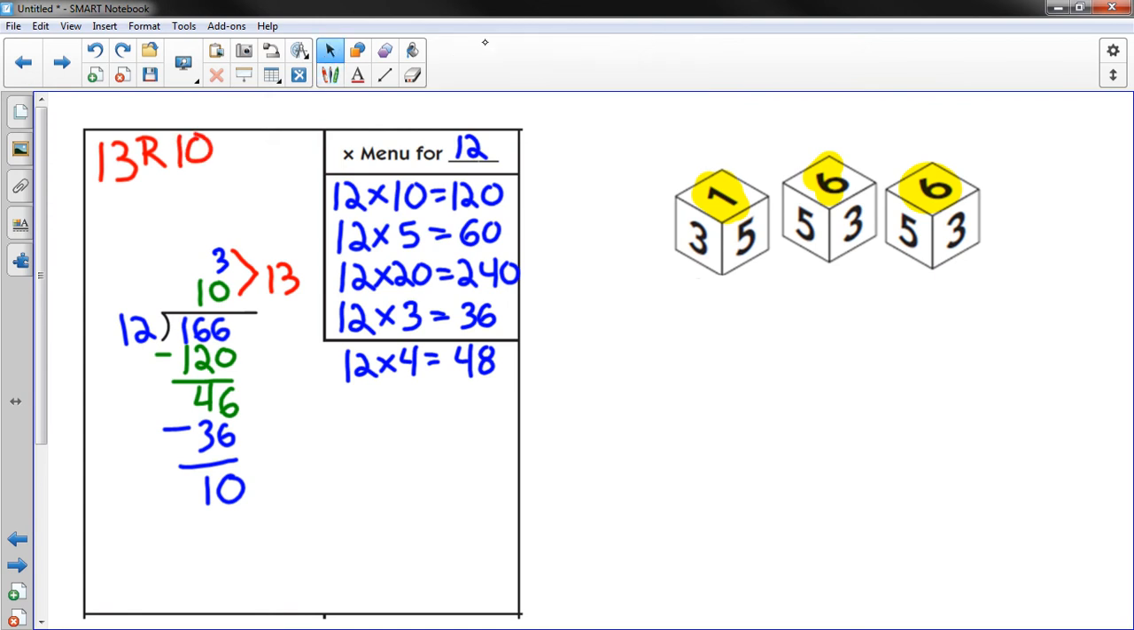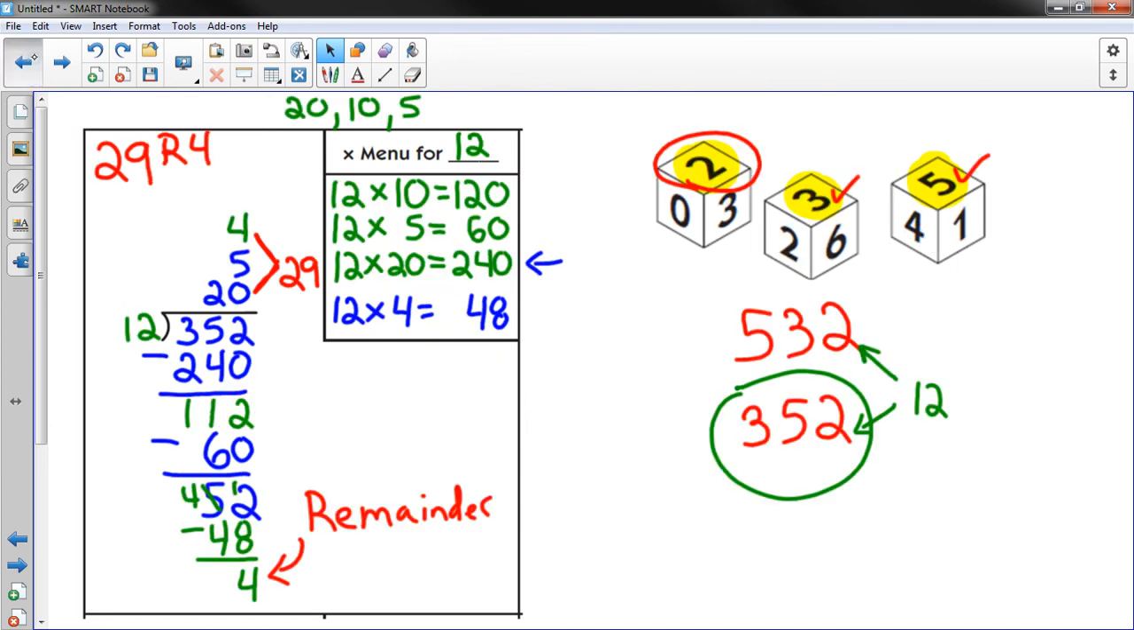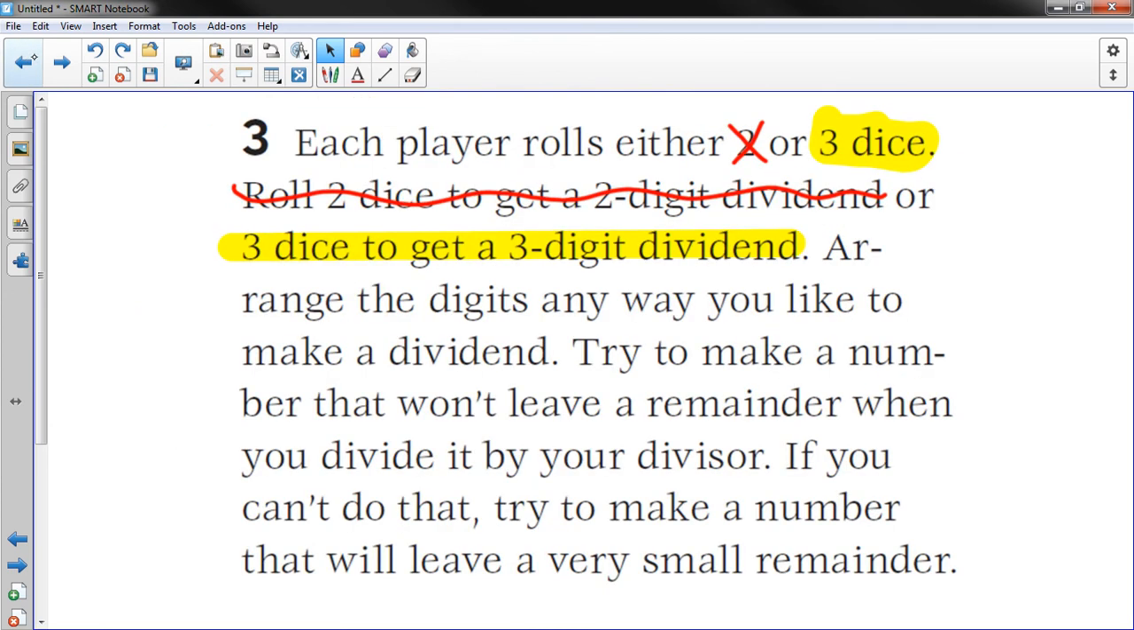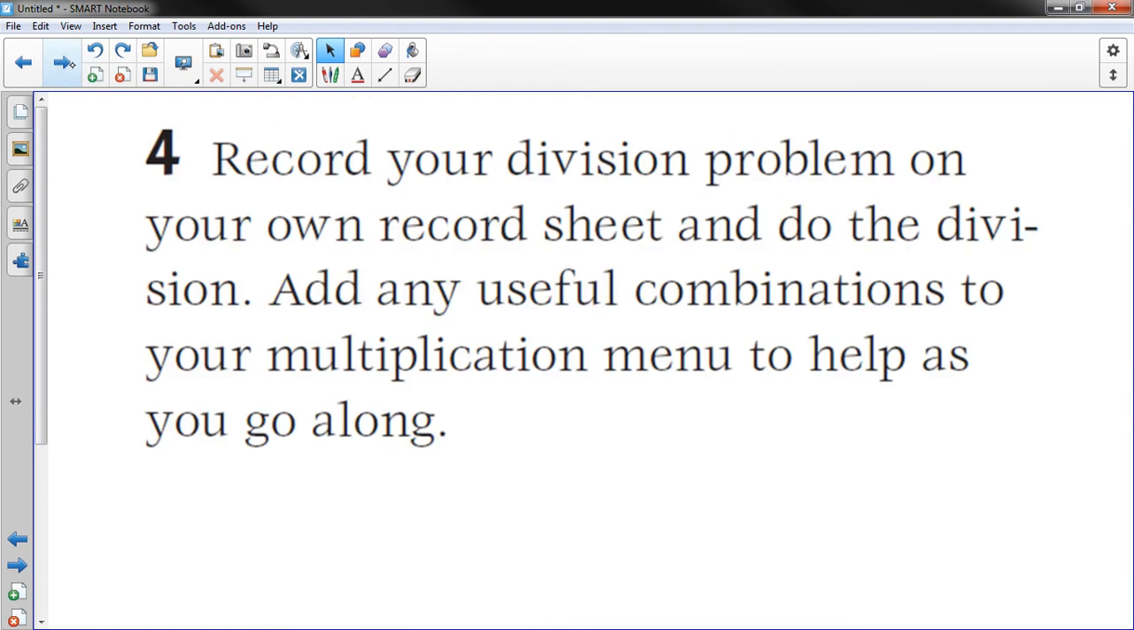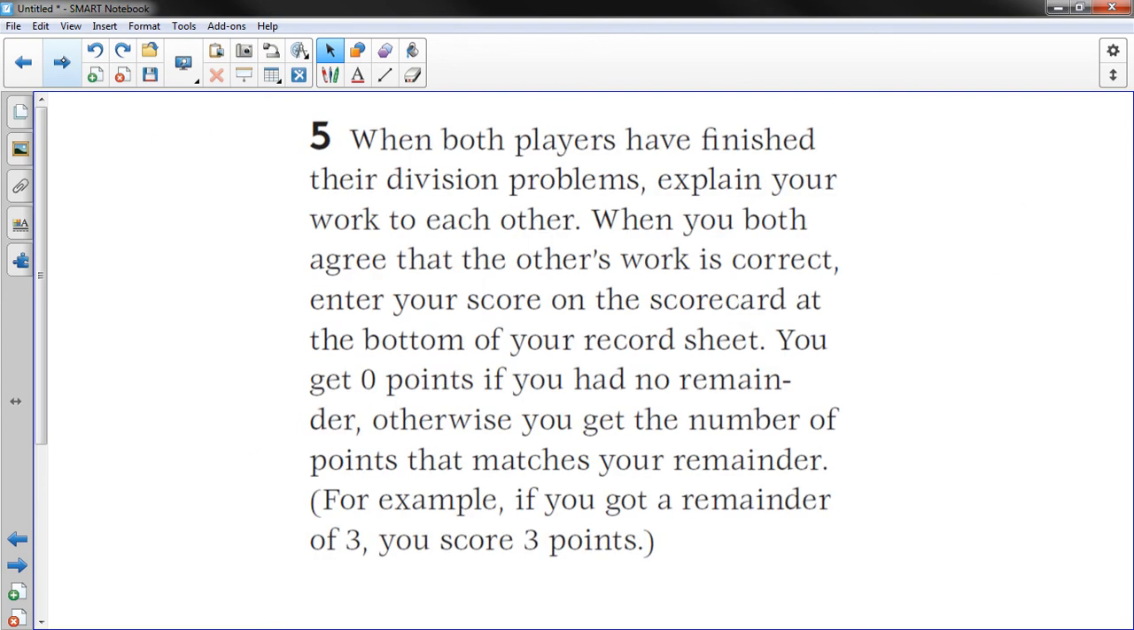Okay, those remainders are important. So if I go back to the directions, we did that. So let's go to 4. Record your division problem on your own record sheet and do the division. We did that. Add any useful combinations to your multiplication menu to help as you go along. And I did that. Alright. Guess I was a little ahead of myself.